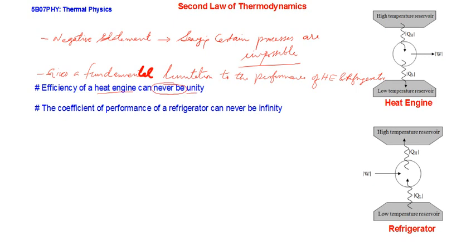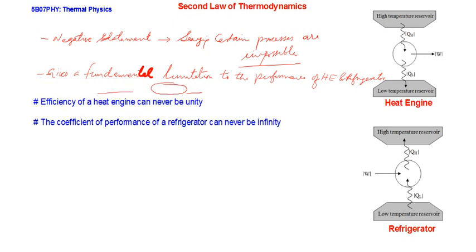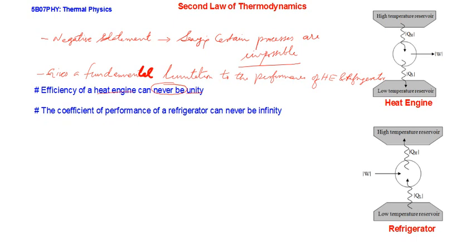Unity means one. Okay, right? It can never be unity. So let's see why it is so. So it can never be unity. So let's discuss what's the meaning. So you know, from the theory of heat engine, we defined the efficiency for a heat engine.